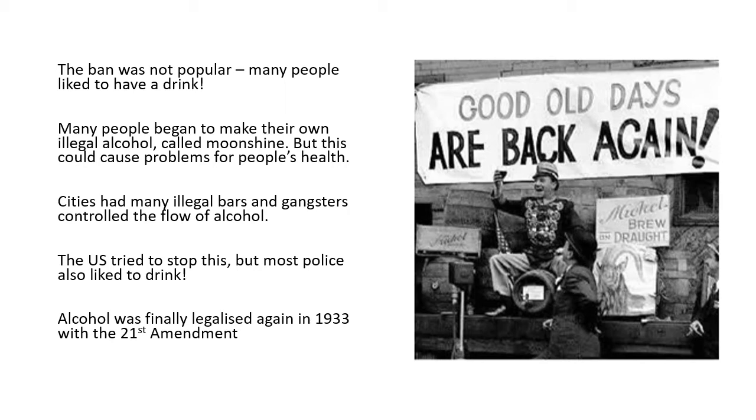They were run by organized crime, and by 1920 there were nearly 250,000 speakeasies, and 30,000 speakeasies were just in New York City. 30,000 illegal bars in one city. So you can see that the law to ban alcohol was not popular. Drinking was fun, drinking was popular, and it was popular with both workers and the police.